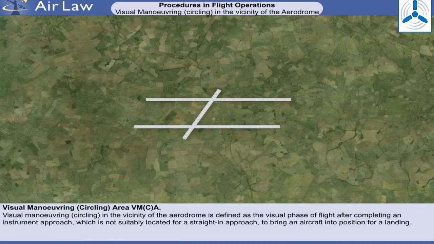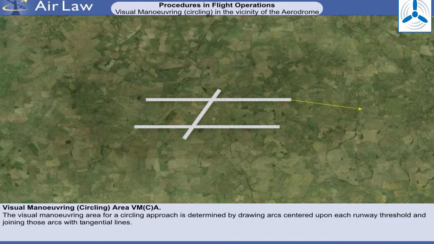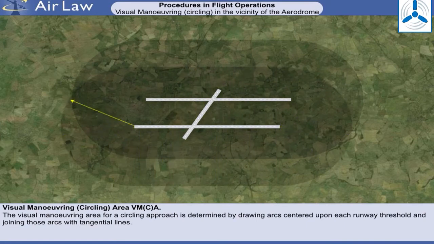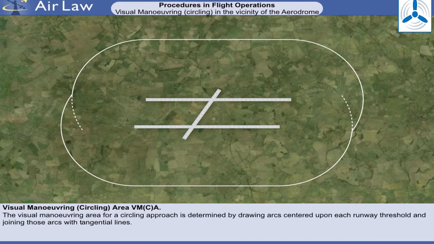Visual manoeuvring, or circling, is defined as the visual phase of flight after completing an instrument approach, which is not suitably located for a straight-in approach, to bring an aircraft into position for a landing. The visual manoeuvring area for a circling approach is determined by drawing arcs centred upon each runway threshold and joining those arcs with tangential lines.